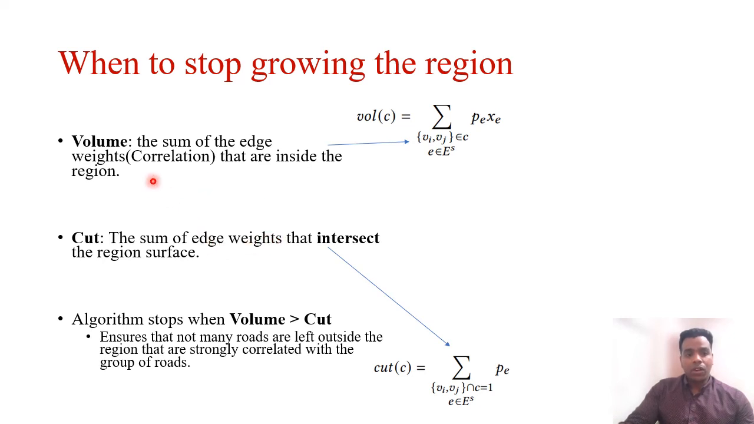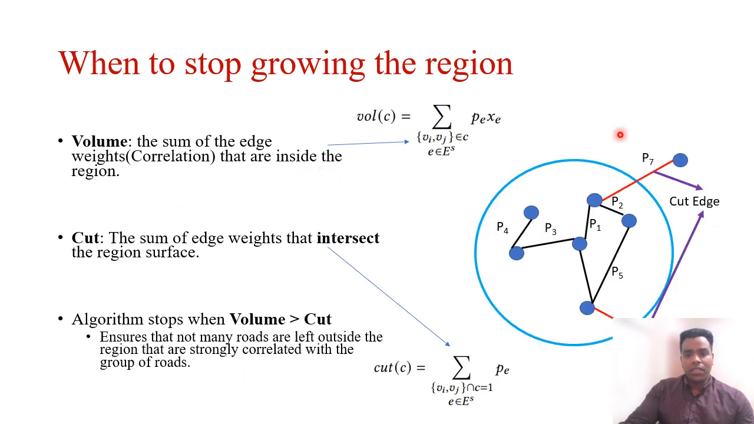Here we compare volume and cut. If volume is greater than cut, we stop and return the region as a cluster. Volume is defined as the sum of edge weights that are inside the region. It can be seen here in this picture. The black edges are the volume edges, and cut is defined as the sum of edge weights that are intersecting the region, and these red lines are the cut edges.